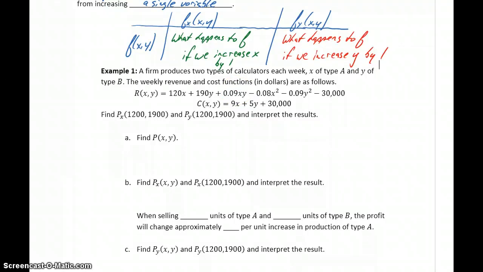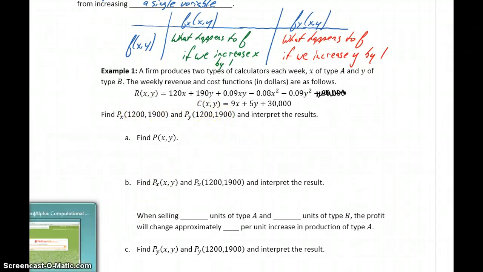So given our revenue and cost function, which actually, let me make a correction to a typo here, that minus 30,000 shouldn't be on that revenue function, so we'll scratch that. We want to find the derivative of the profit function with respect to x, the derivative of the profit function with respect to y, evaluate them at these specific x y coordinates, and then interpret those results.